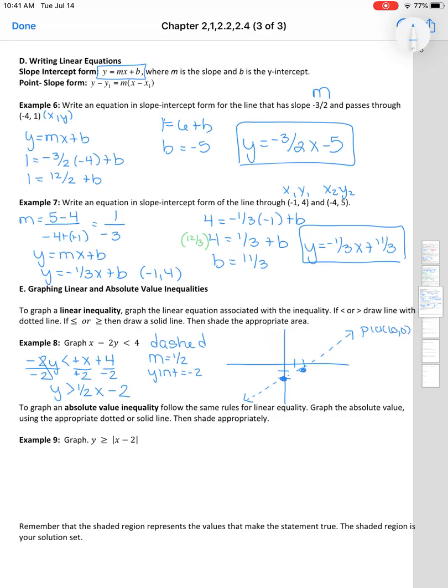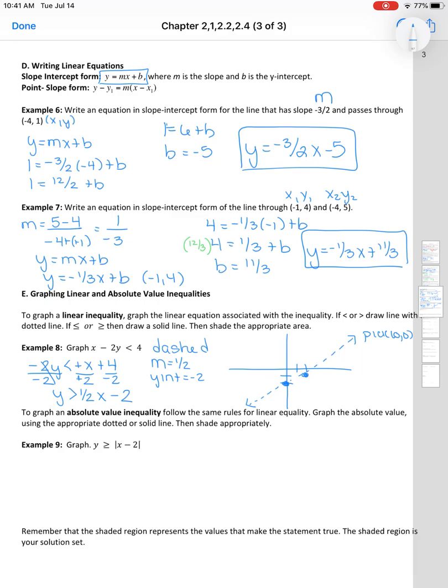So now what you do is you can test your values to determine where to shade. So let's just say we pick something above. Let's just say we pick (0, 0). So I'm going to pick the point (0, 0), and I'm going to plug it into the formula. So 0 minus 2 times 0 is less than 4. Well, 0 minus 0 is less than 4. 0 is less than 4. Is that a true statement? Yes, it is, which means if it is true, then that is where you are shading. So you're going to shade above. If you had picked something below that line, you would find out it's a false statement, which is also telling you that you have to shade above that line.